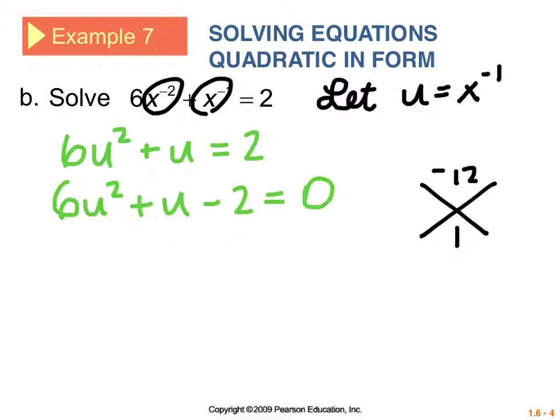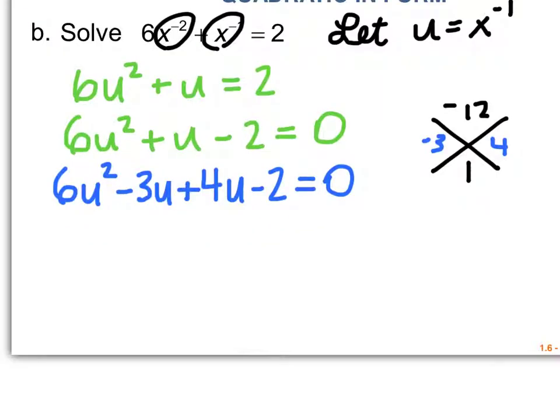So I need to split the middle term in order to have two numbers that multiply to negative 12 but add to a positive 1. And the two numbers that do that for me are negative 3 and positive 4. So I split my middle term into negative 3u and 4u, and now I'm going to factor by grouping. So I take out a 3u here, and I get 2u minus 1.